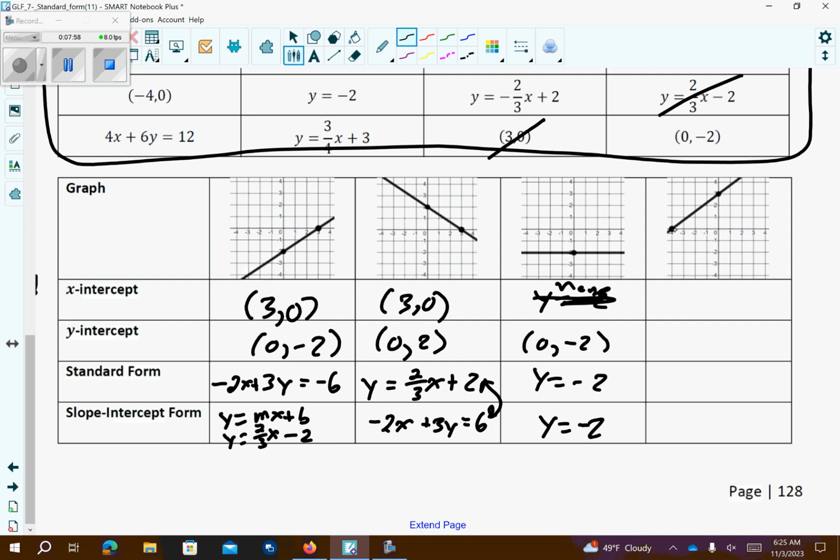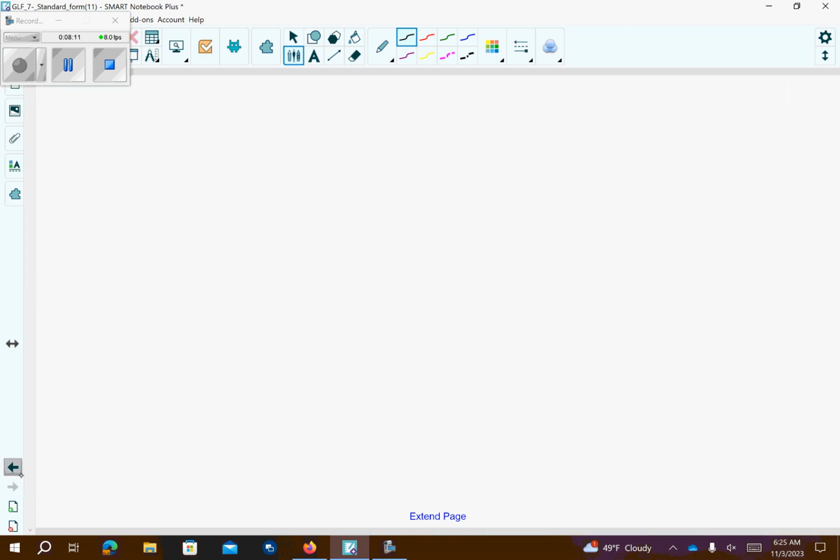This has an x-intercept of negative 4, 0. This has a y-intercept of 0, 3. And let's not worry about those. So we're continuing our work with these, my friends.